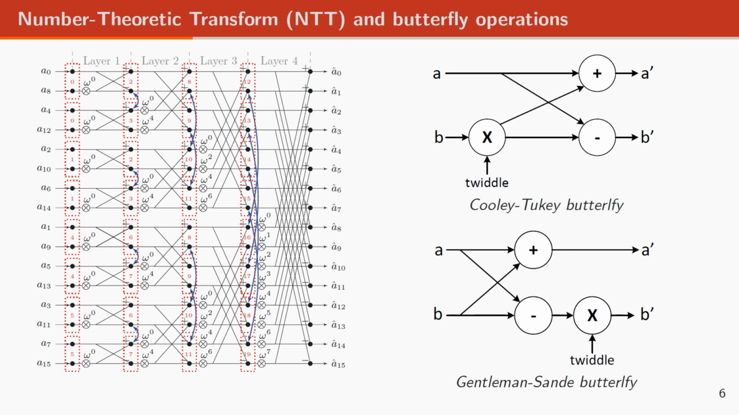We start with the basic operation of going from layer 1 to layer 2. This is what we call a butterfly operation. This is a modular multiplication followed by a modular addition and a modular subtraction. And for the backward NTT that has a similar form, we have the Gentleman-Sande butterfly, which is first the modular addition and subtraction, followed by the modular multiplication.